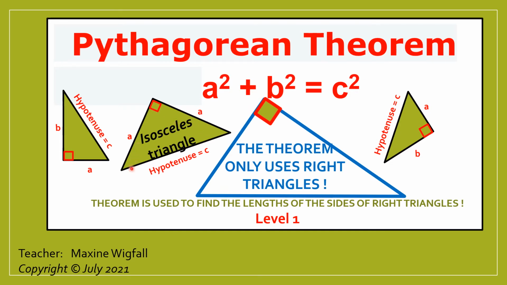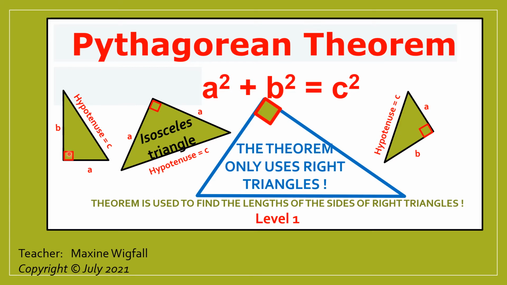Sometimes we can have an isosceles triangle where two of the sides are the same. So you can still use the theorem a squared plus b squared equals c squared, where a and b are the exact same number.